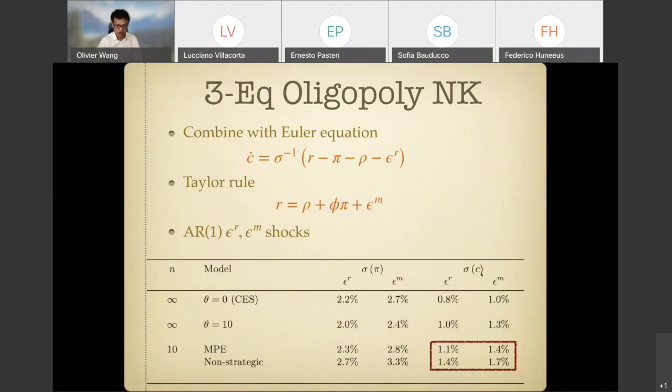Once you combine with the other equation and the Taylor rule, you do shocks, real shocks to the natural rate and monetary shocks.